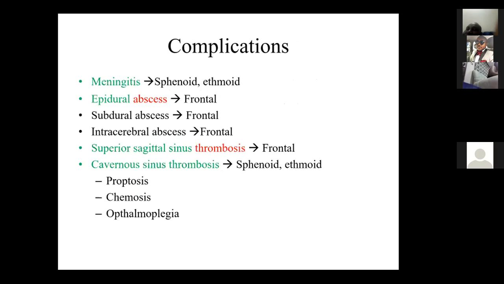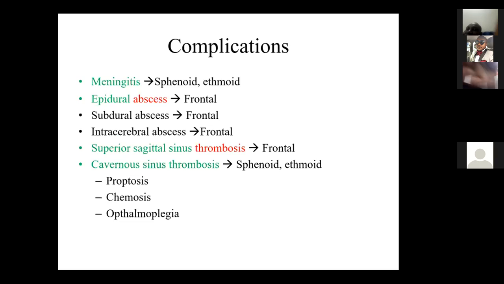Then people who have issues with frontal sinusitis can come down with epidural abscess. These are all intracranial complications. Subdural abscess is most common in patients who have complications arising from the frontal sinuses. Intracerebral abscess, and superior sagittal sinus thrombosis can also arise from the frontal sinuses due to their proximity to the intracranial cavity. Also, cavernous sinus thrombosis arises from complications of sphenoid and ethmoidal sinusitis.